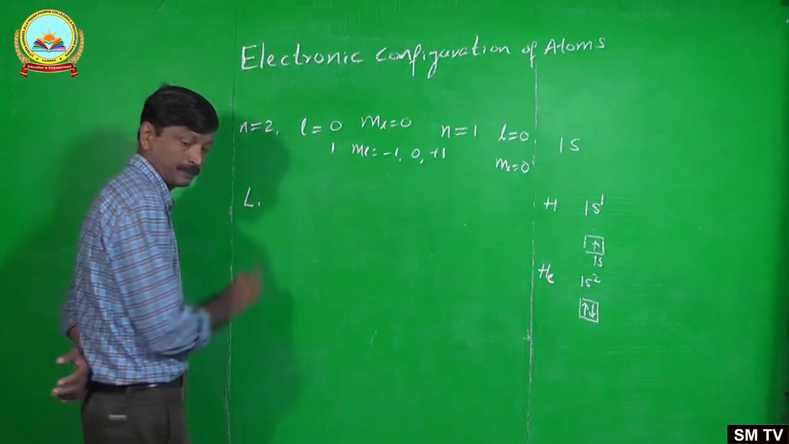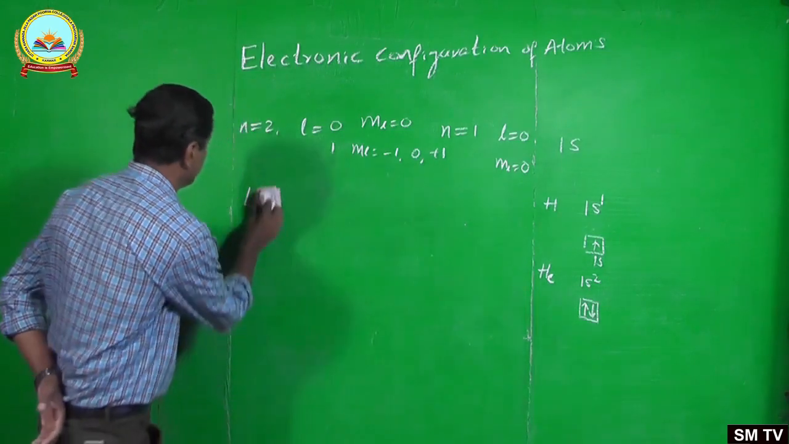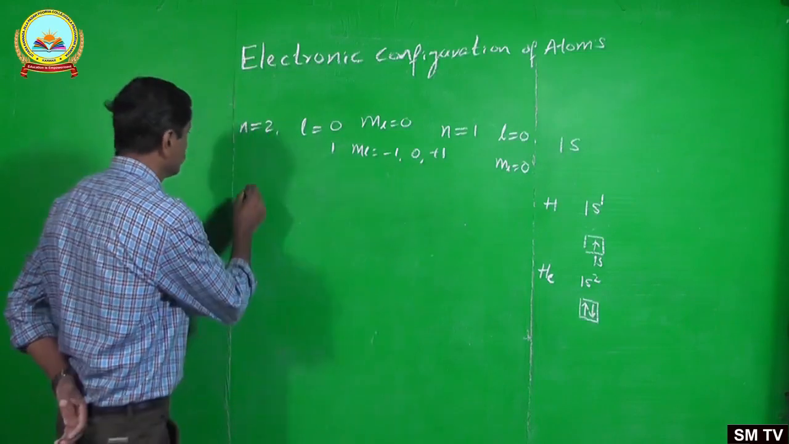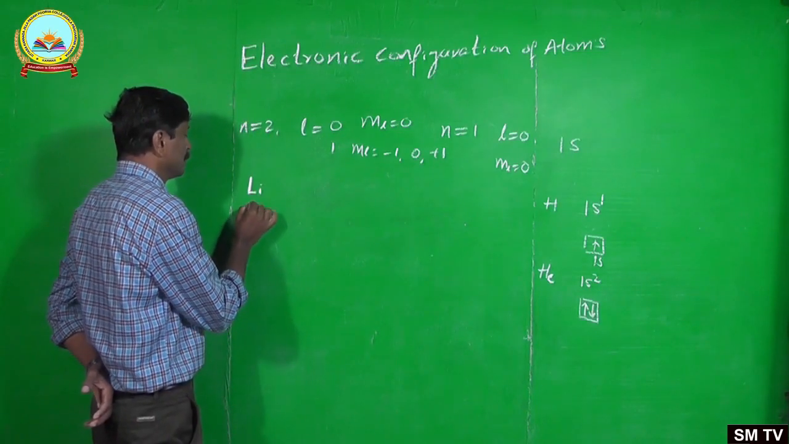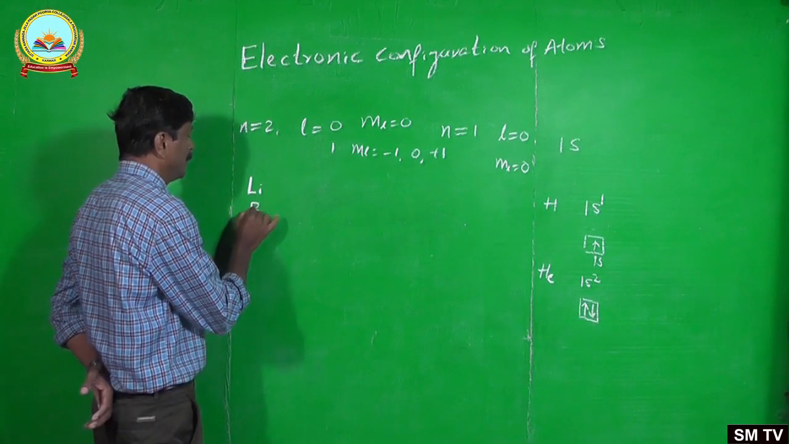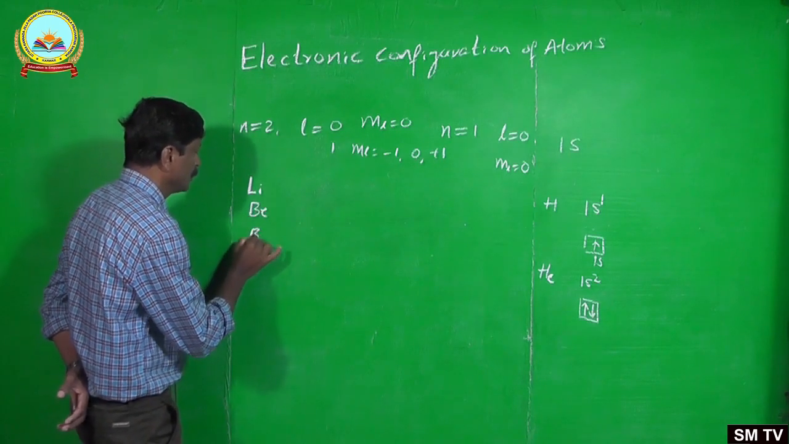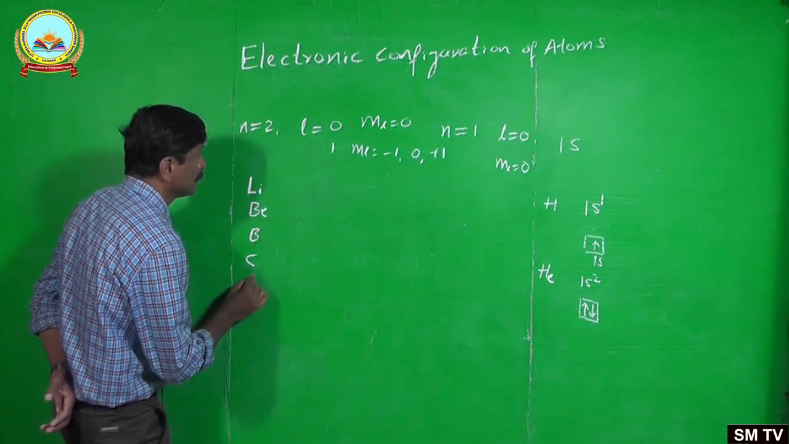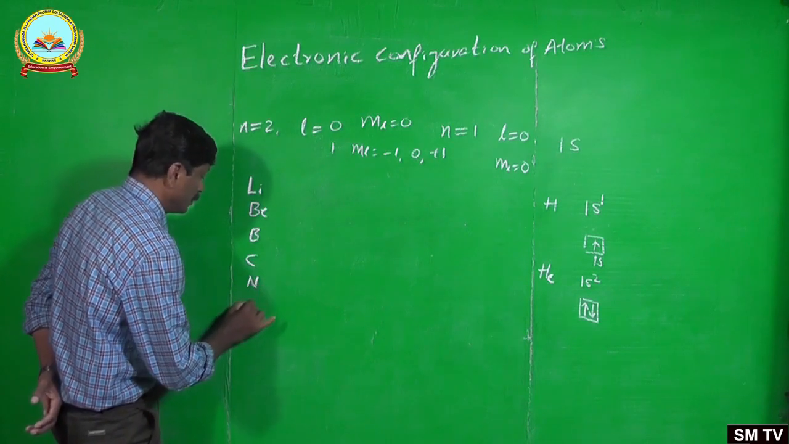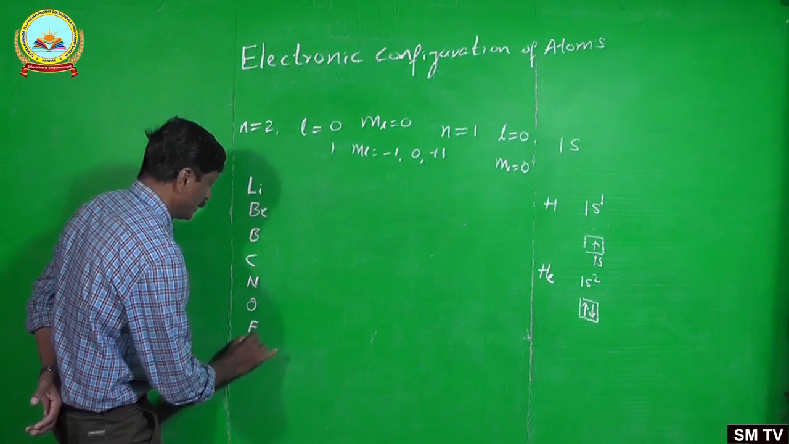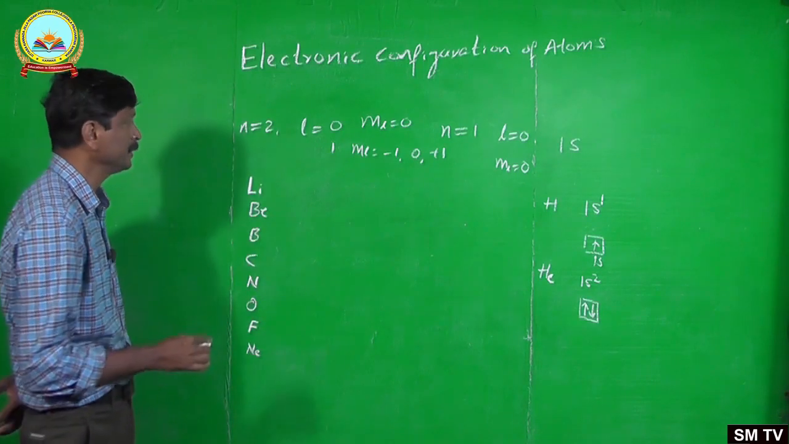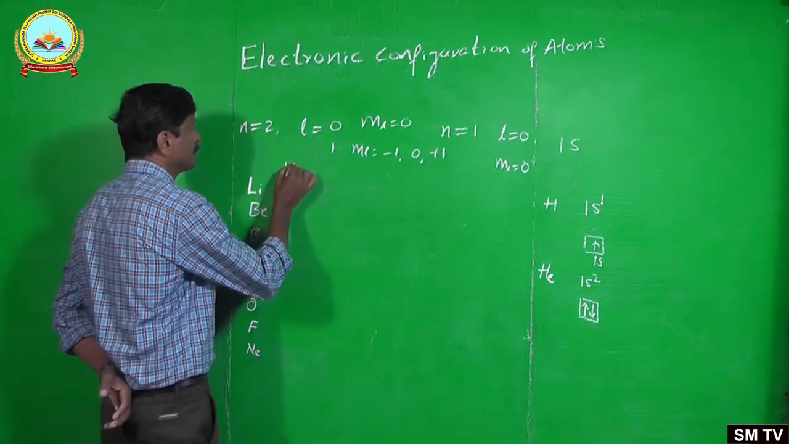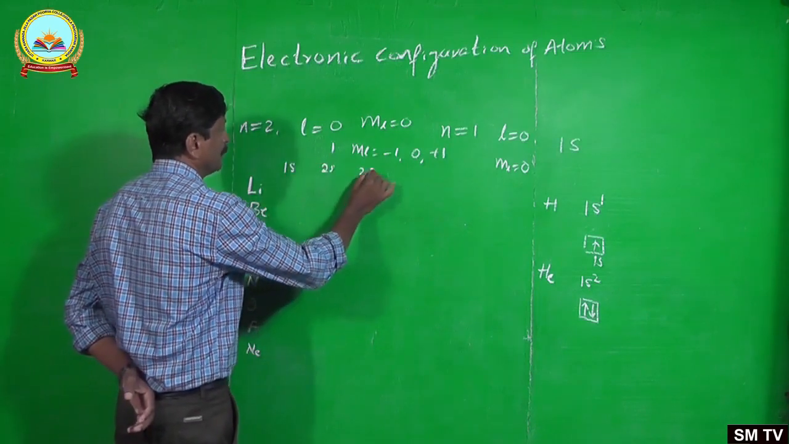Lithium, next is beryllium, boron, carbon, nitrogen, oxygen, fluorine, neon. These are the 8 elements. What is the electronic configuration? In all the cases, it's 1s, 2s, 2p.